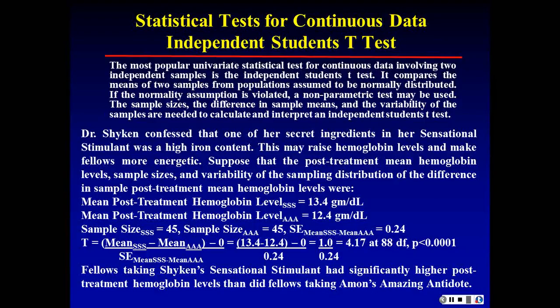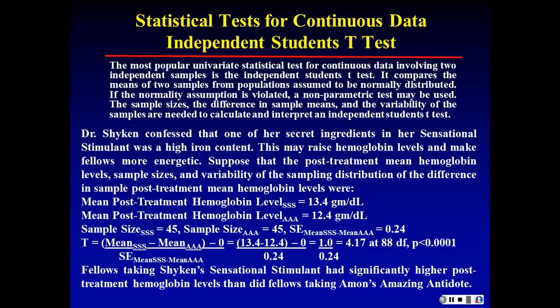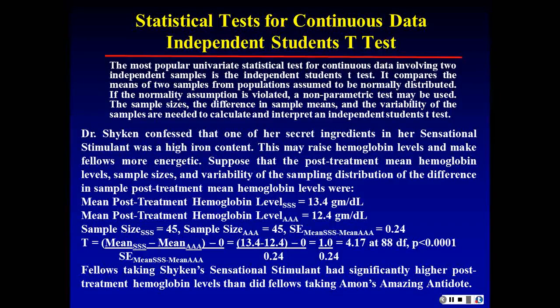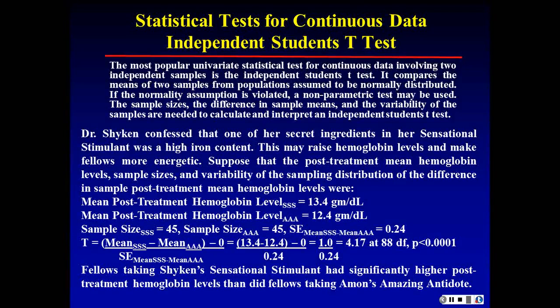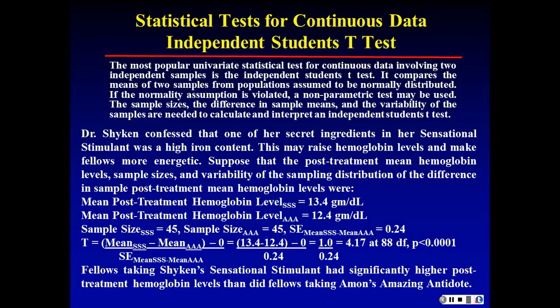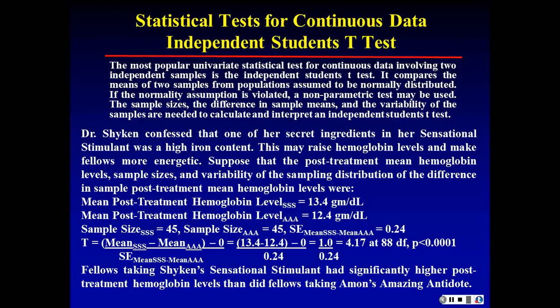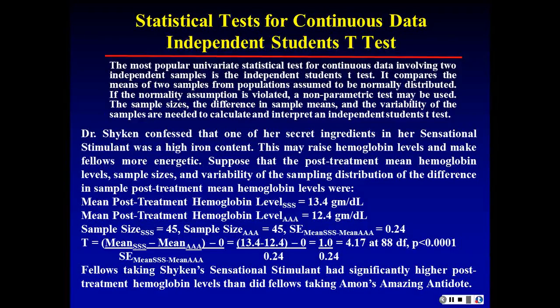Question about using standard deviation. Uh-huh. What's the standard error? All right. A good way to think about that, suppose that you just have 45 post-treatment hemoglobin levels, and you just want to look at the variability of those 45 hemoglobin levels. That would be given by the standard deviation. But now the standard error would be the variability of the sampling distribution of your sample statistic, which in this case is the difference in sample means.